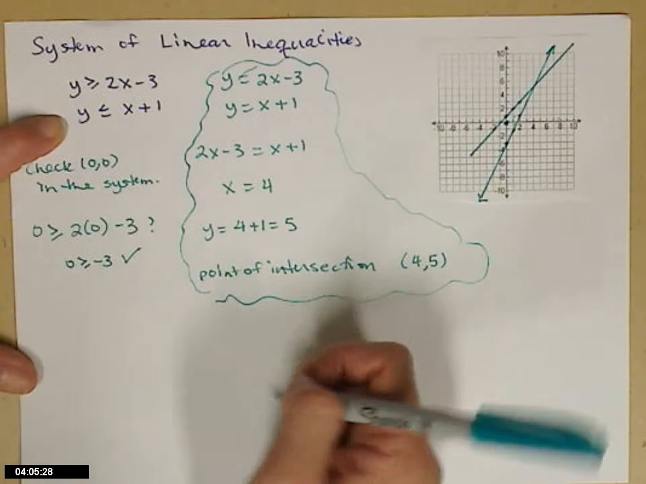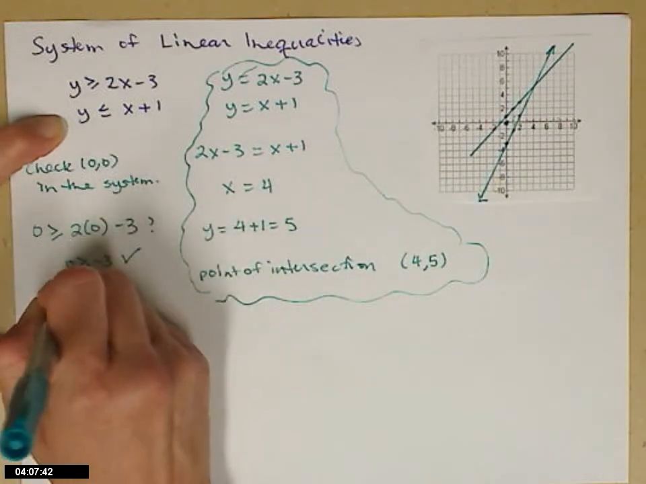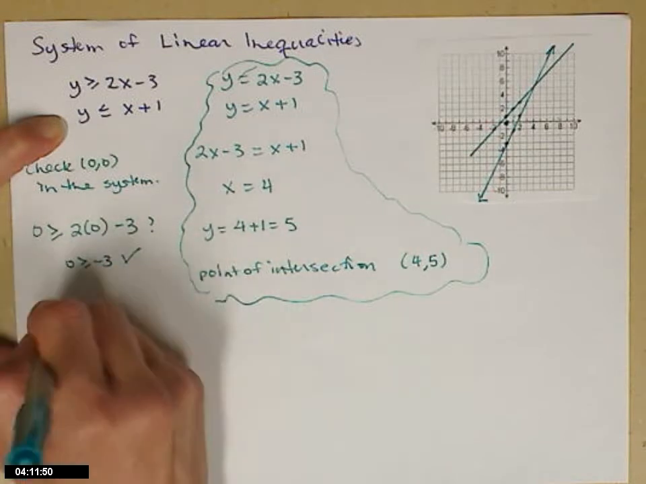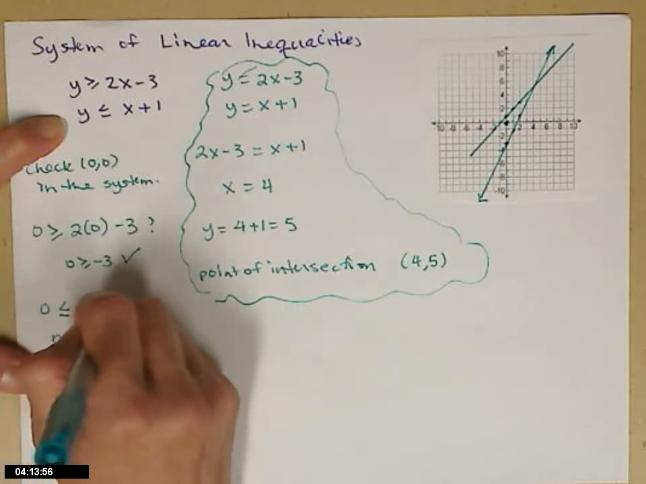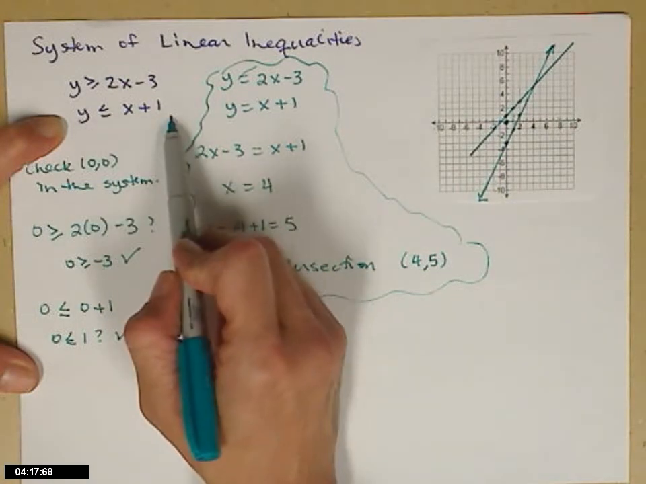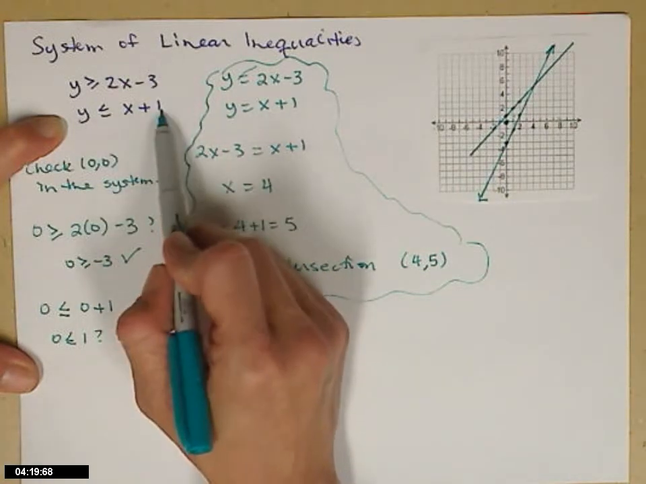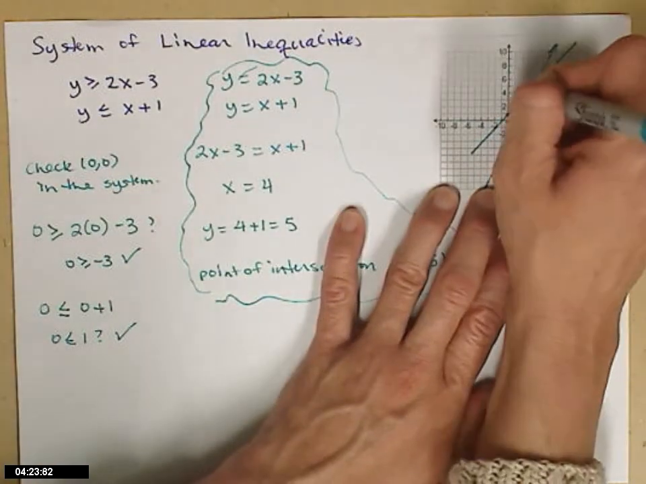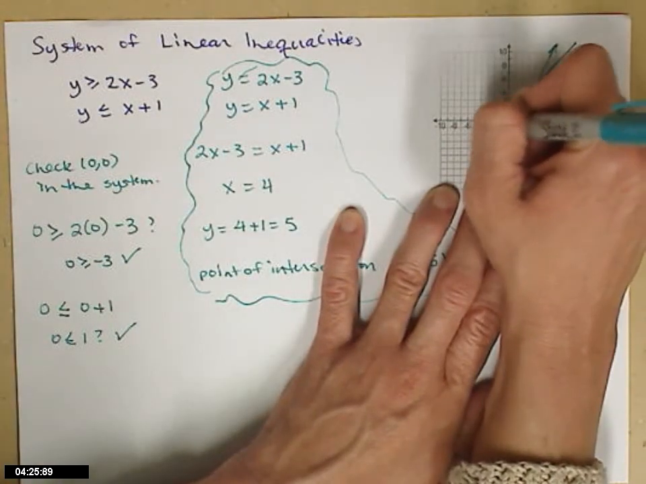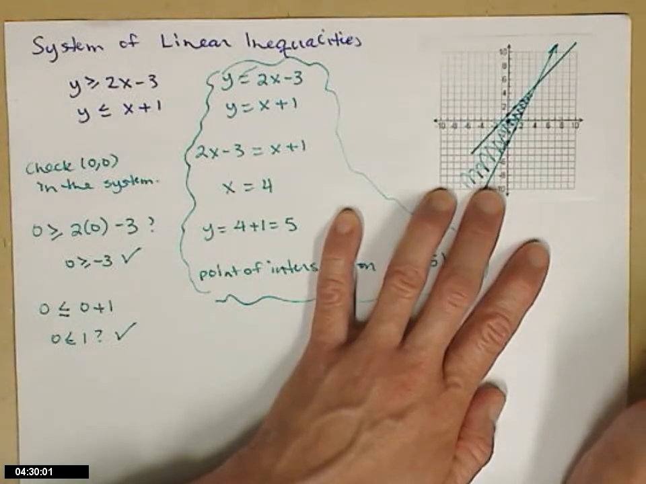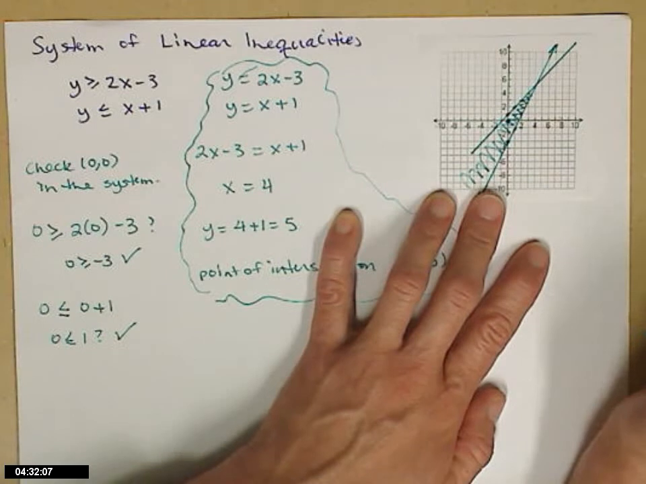Let's see if it works in the second equation. Is y equals 0 less than or equal to 0 plus 1? Is 0 less than or equal to 1? It sure is. So (0, 0) works in the bottom equation as well. Works for both inequalities, so (0, 0) is in the solution set. That means that all of the points in the region that had (0, 0) are in the solution set as well. So I'll shade that.